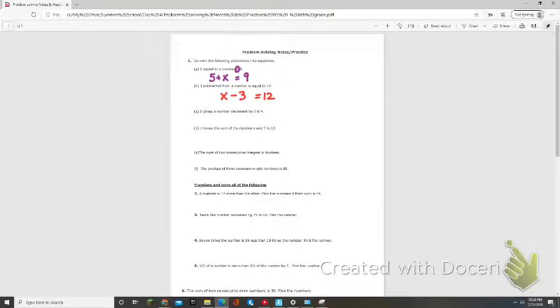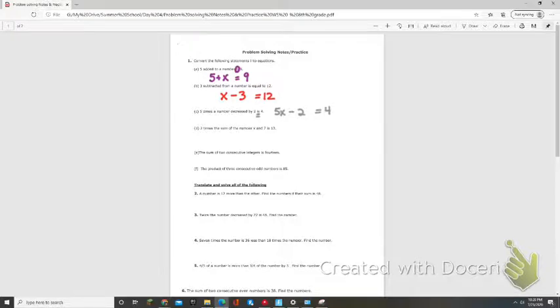On example C, we have 5 times a number decreased by 2 is 4. So there's that "is," which is your equal sign. So we know this is going to be equal to 4. 5 times a number decreased by 2. So 5 times a number would just be 5x. When you have a number and a letter side by side, then that means you are multiplying. Decreased by means we're going to subtract.